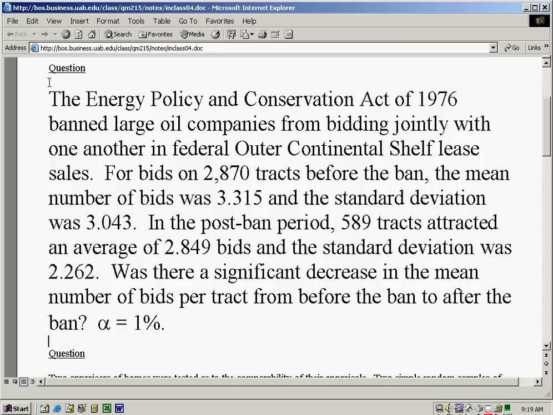For bids on 2,870 tracts before the ban, the mean number of bids was 3.315 and the standard deviation was 3.043. In the post-ban period, 589 tracts attracted an average of 2.849 bids and the standard deviation was 2.262. Was there a significant decrease in the mean number of bids per tract from before the ban to after the ban? Use an alpha of 1%.